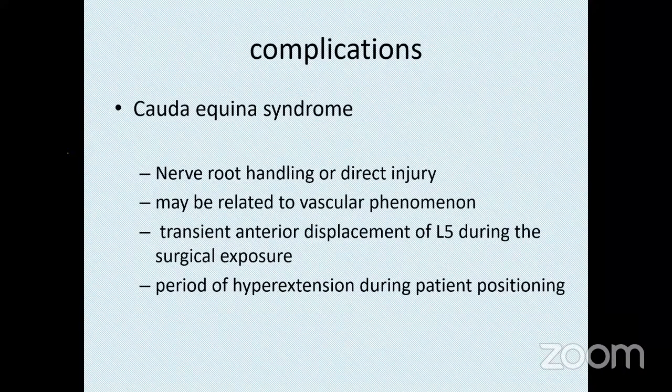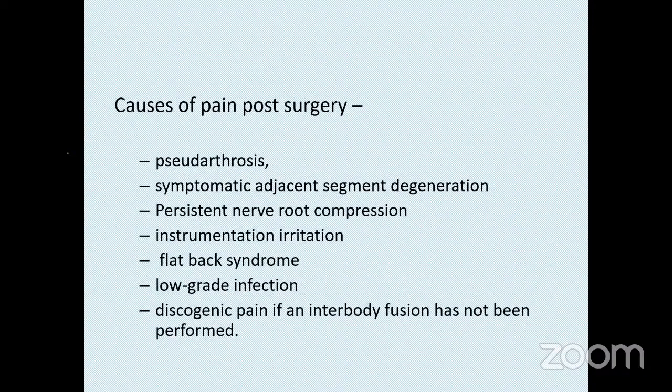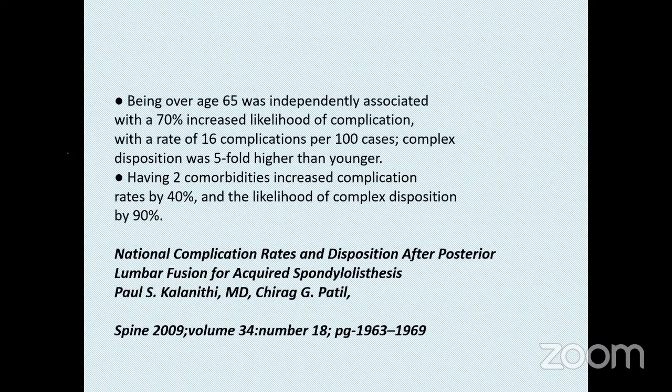Now, what are the complications? Complications can be because of nerve root handling. It can be a neuro deficit in one of the feet or both, or it can be cauda equina syndrome. There can be post-operative pain, which might be persistent because of pseudarthrosis or ASD, adjacent segment degeneration. There might be persistent nerve root compression or instrumentation irritation. The patient may continue to have flat back syndrome or a low-grade infection or discogenic pain. So all these things can lead to persistent pain in the post-operative period.